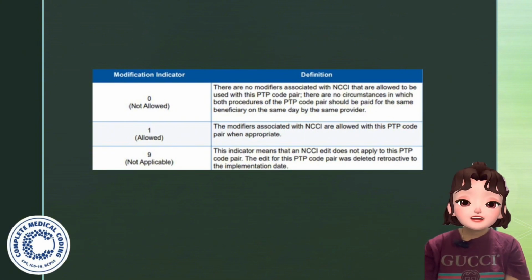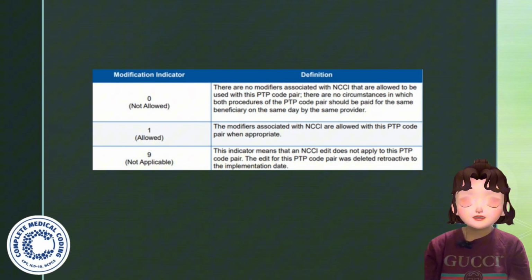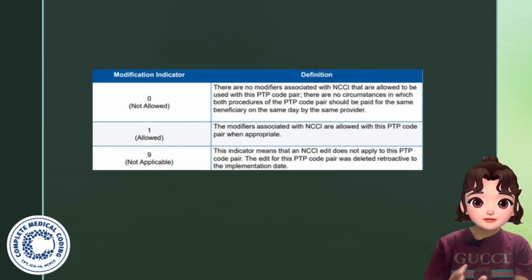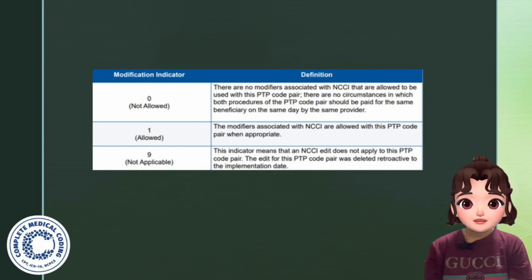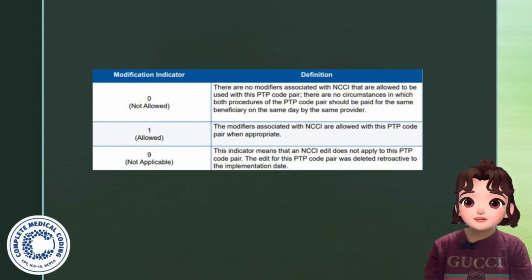What does PTP mean? PTP means procedure to procedure. Billing one procedure to another procedure, like that, a procedure to procedure code pair. So there are no modifiers associated with NCCI that are allowed to be used with the PTP code pair. There are no circumstances in which both procedures of the PTP code pair should be paid for the same beneficiary on the same day by the same provider.